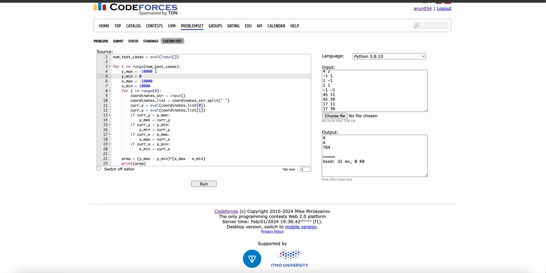Similarly, the opposite goes with y max. If I take this as 0, if your coordinates are in the third quadrant, then y will always be negative. So you will never get a case where current y is greater than y max if you take y max as 0. So that is a very important thing to remember. I am taking 10,000 and minus 10,000 here just for the sake of it. You can take any large number which is larger than 1000 and minus 1000 in the max case, right? Okay. So I hope you get that logic.